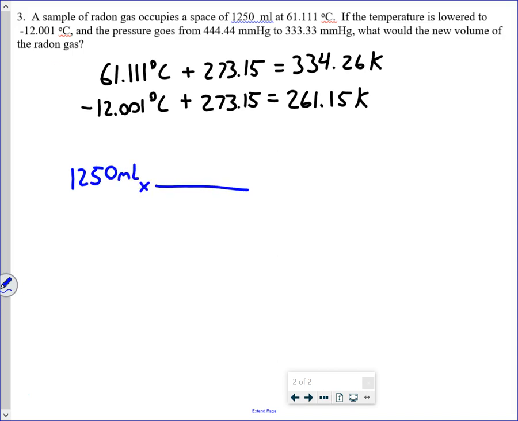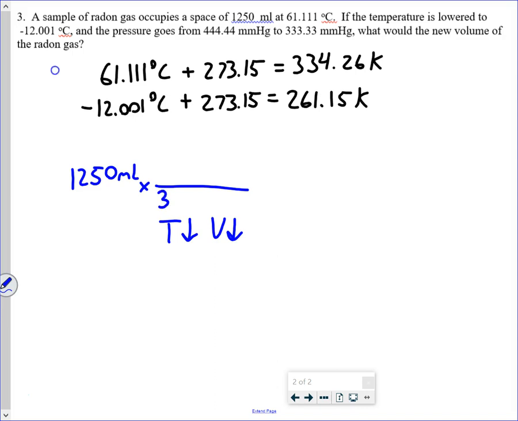We'll set up a fraction bar. Once again, it doesn't really matter which one we select. We've got a temperature change. We've got a pressure change. So it doesn't matter whether we select the temperature or the pressure first. I'm going to do temperature. That came first in the problem, so I'll do that. So as my temperature goes down, how does that affect my volume? If temperature goes down, volume also goes down. That's a direct relationship. So if I want my volume, that 1250 that I started with, to get smaller, I must put the bigger value of temperature in the denominator and the smaller one in the numerator.